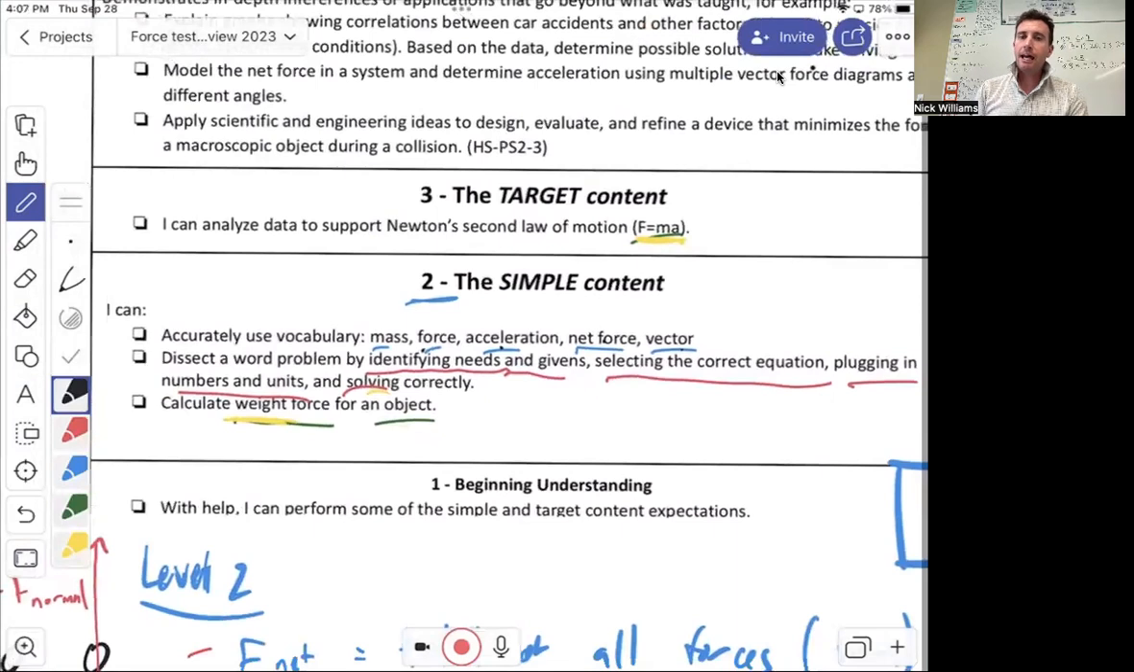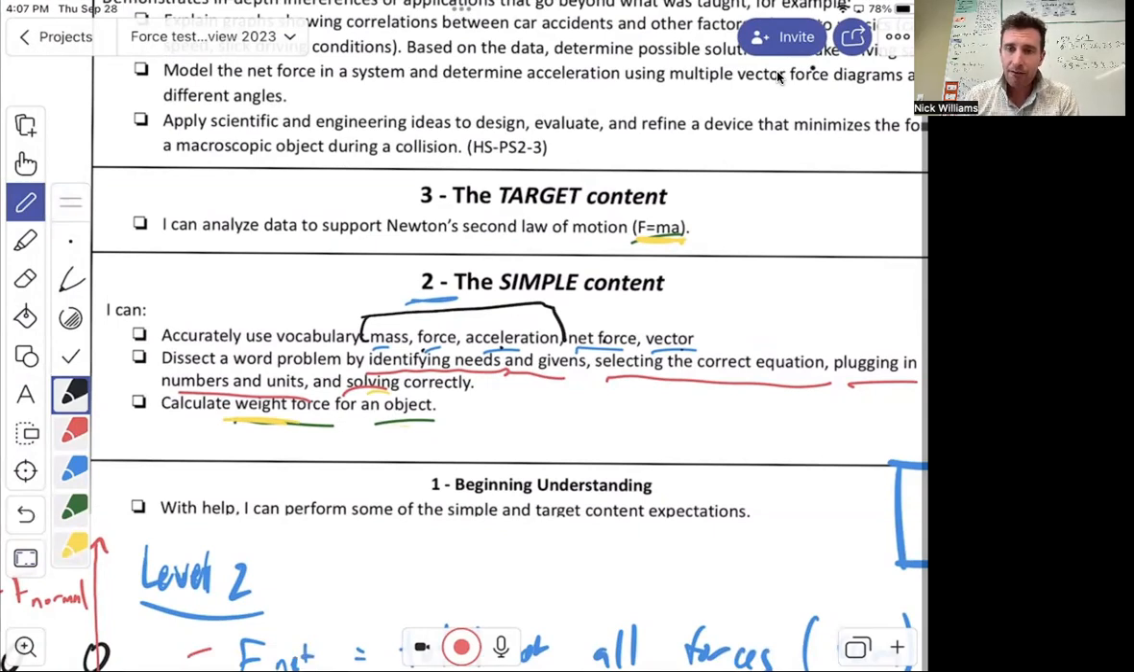So starting at level 2, a few things that we should be able to do. You should be able to accurately use vocabulary such as mass, force, acceleration, net force, and vector. So the first three, mass, force, and acceleration, are in your physics everything sheet. The test will be open for your physics everything sheet. You can use your physics everything sheet on the test. So those should be good to go, and they should sound very familiar to you.